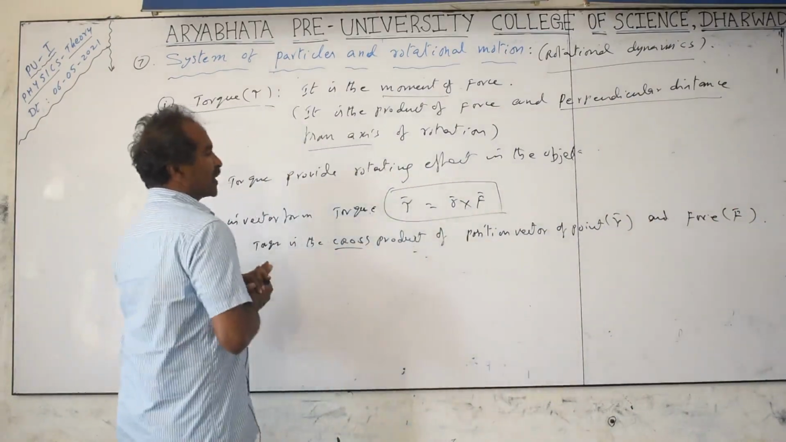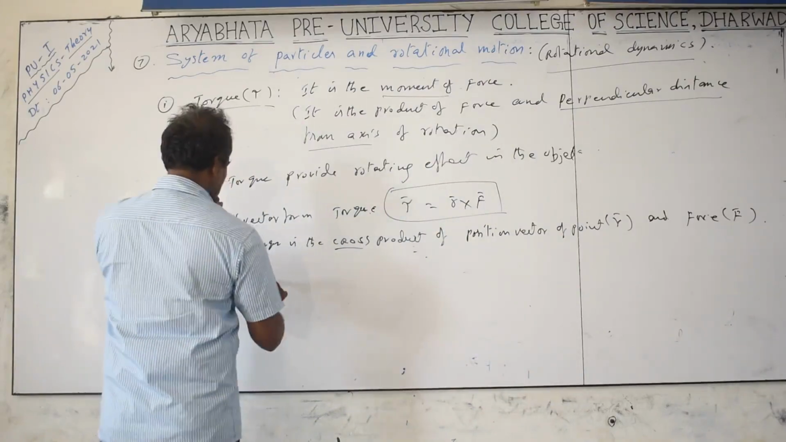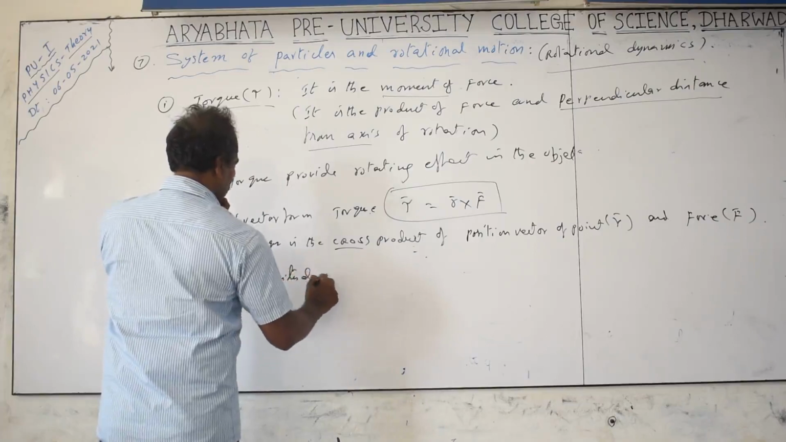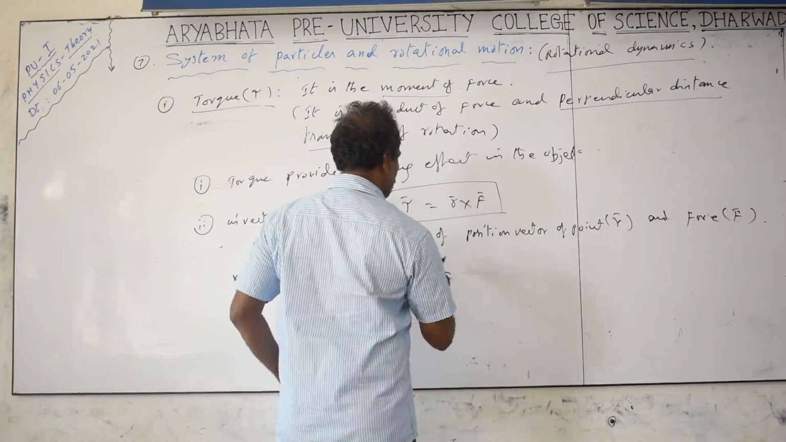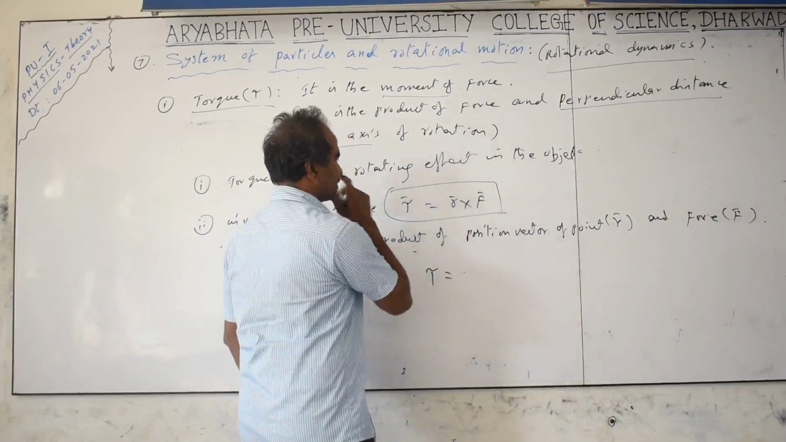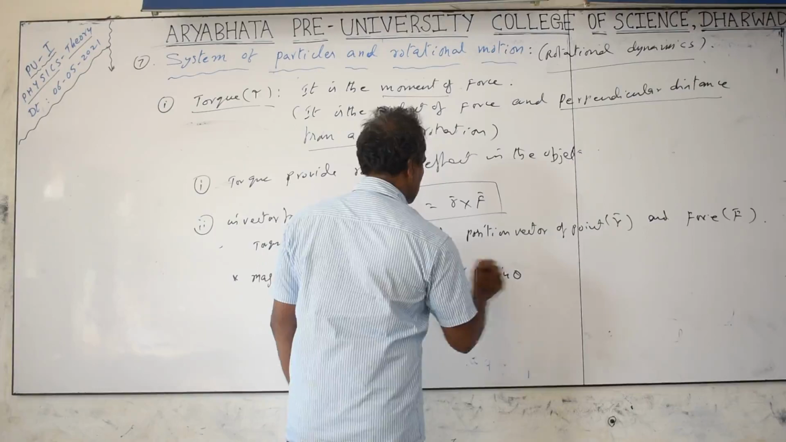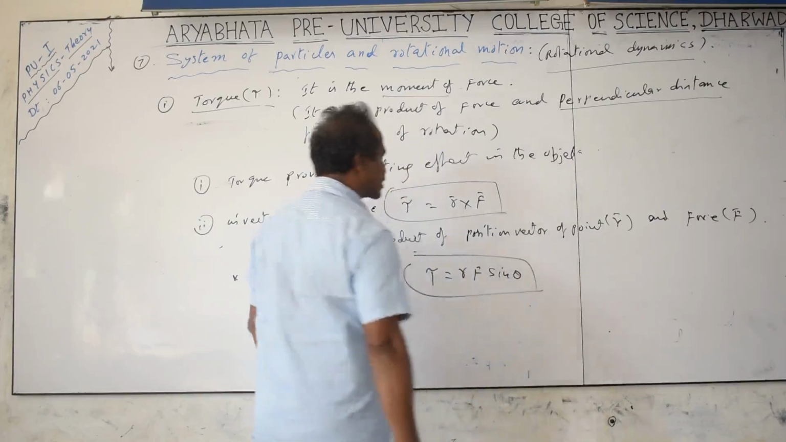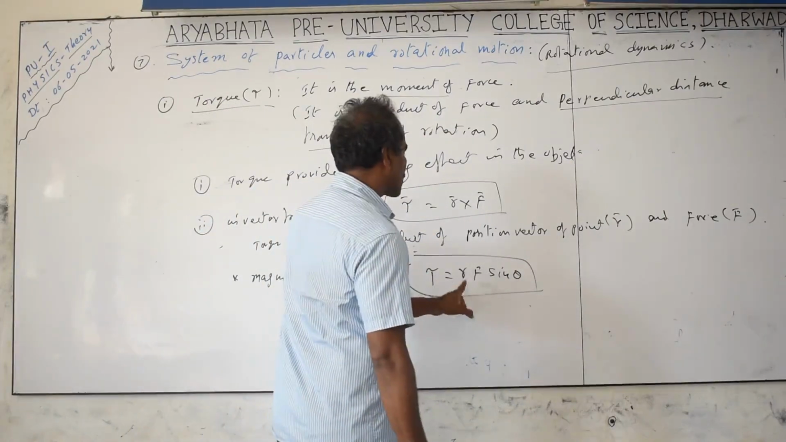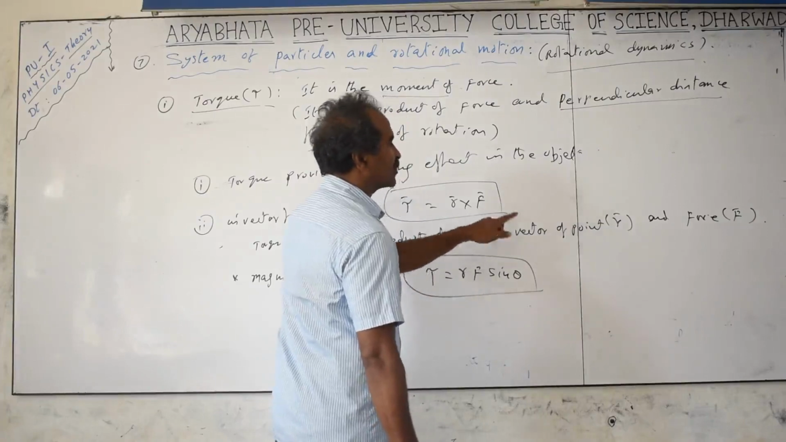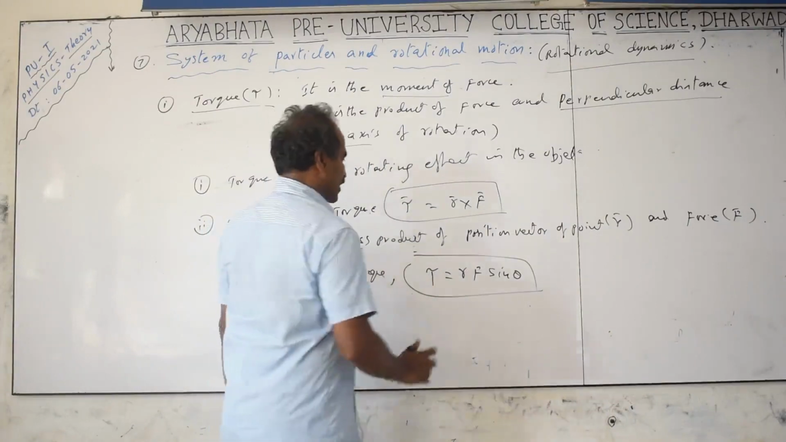If you take the magnitude of torque, tau is equal to A cross B, whose magnitude is AB sin theta. So torque is equal to RF sin theta. This R sin theta is called the perpendicular distance, and F is the force, into the perpendicular distance from the axis of rotation. The position vector is the point where the force is acting, measured from the axis of rotation. I will draw the diagram for that, and you will come to know it.